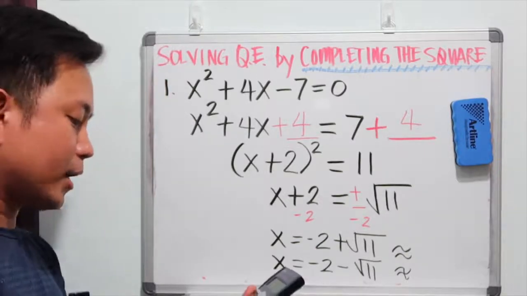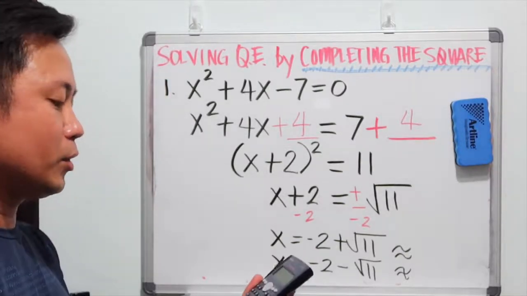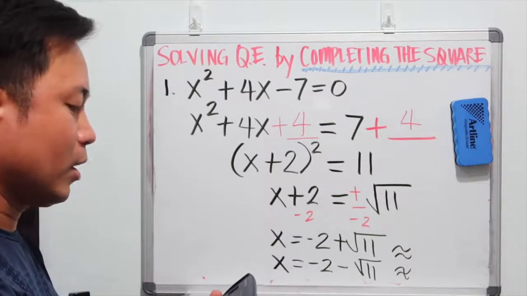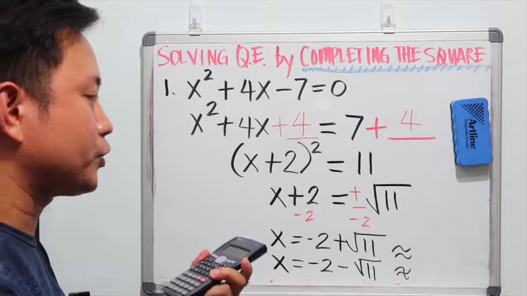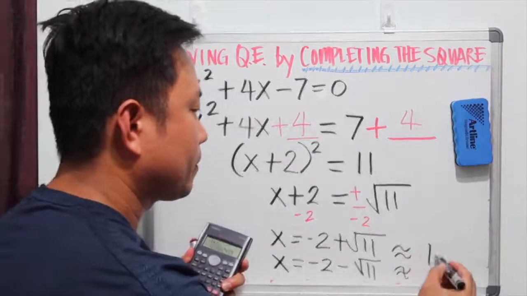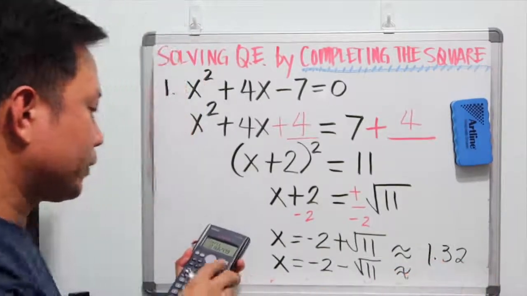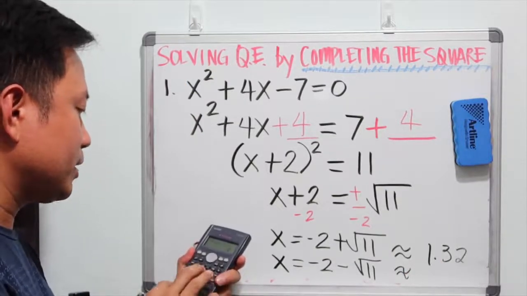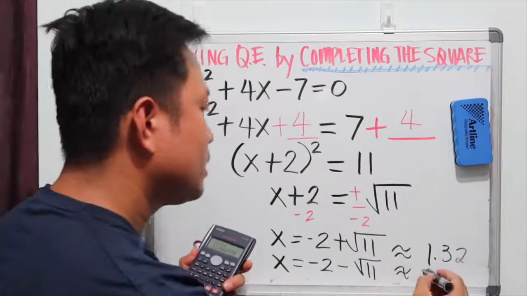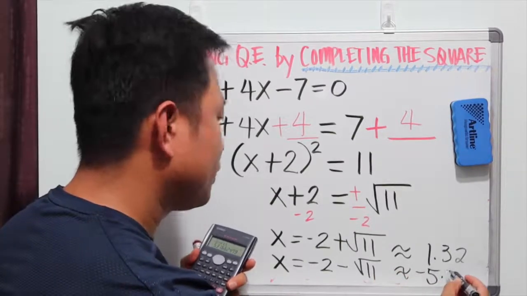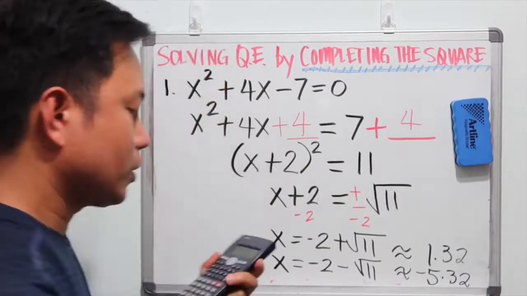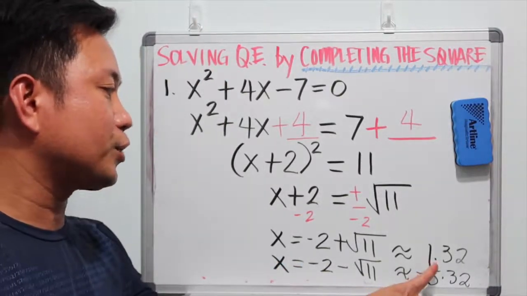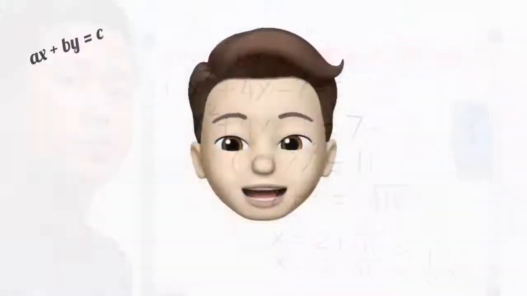So if we plug in negative 2 plus root 11, that will give us an answer of approximately 1.32. And for the second root, we have negative 2 minus root 11. That will give us negative 5.32. So the zeros of this quadratic equation are 1.32 and negative 5.32.